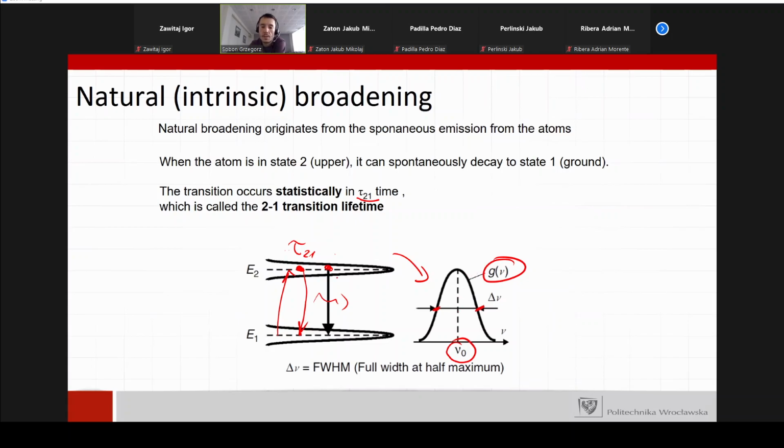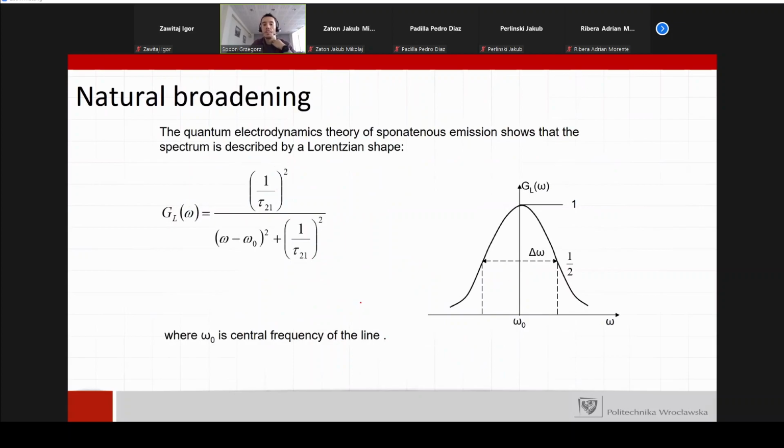So these transitions are not monochromatic. We could say that they have some width. This is illustrated here, that we have some distribution. These lines, these atomic levels, are not ideally discrete lines that generate monochromatic radiation, but they have some width. And this spontaneous emission is given by a Lorentzian spectrum, a Lorentzian function.